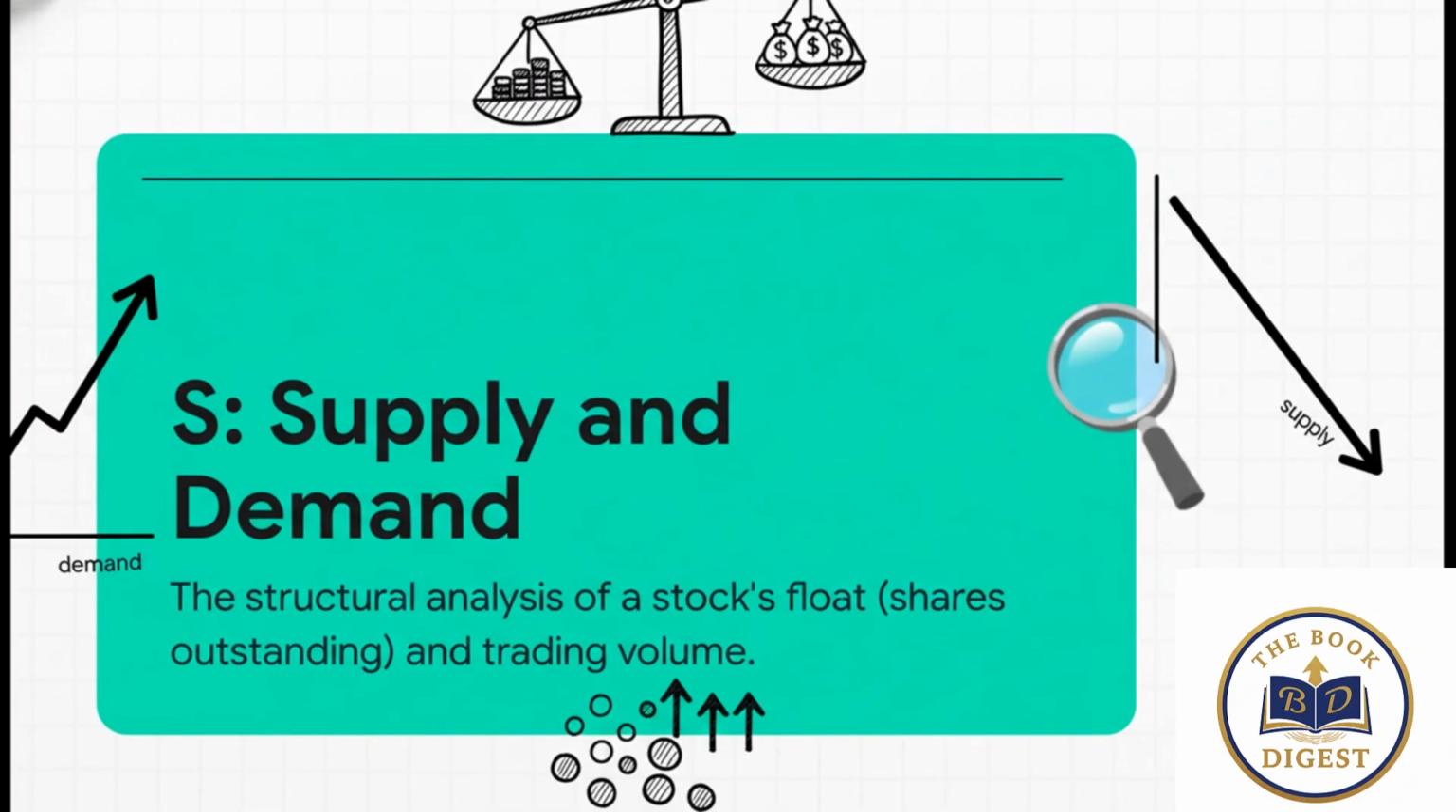We're going to start with S, and that stands for supply and demand. This really just boils down to the basic economics of the stock itself.